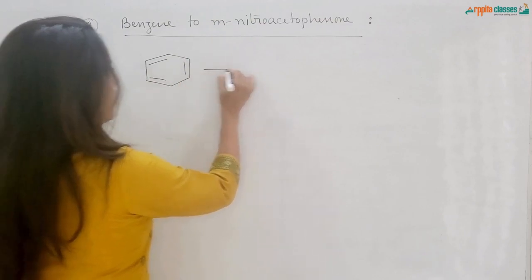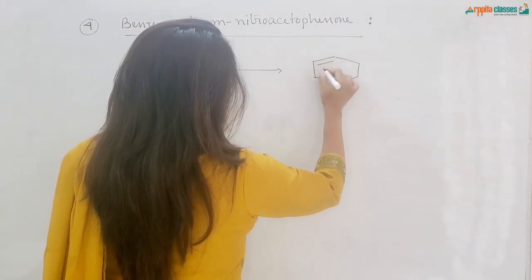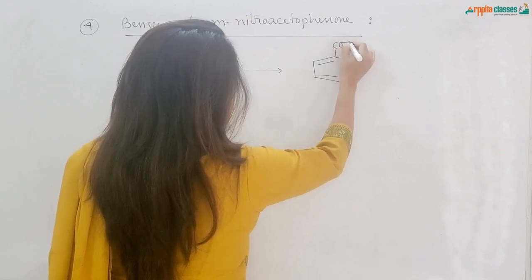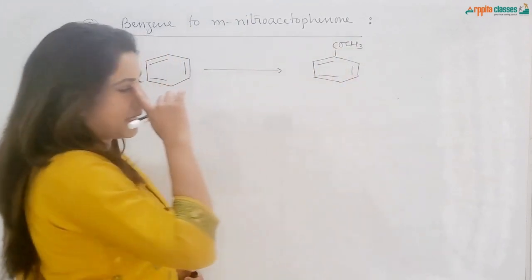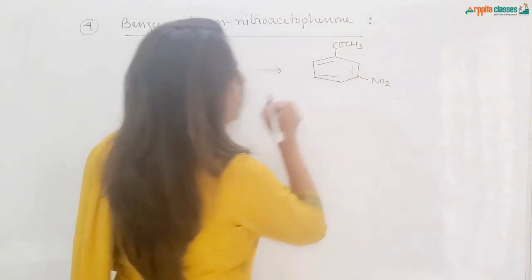From here we need to go to meta-nitroacetophenone. Acetophenone is a COCH3 group attached to the benzene ring. Now here we have meta-nitro, so in a meta position we have a nitro group.